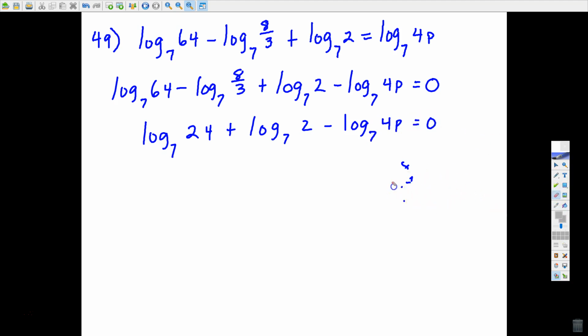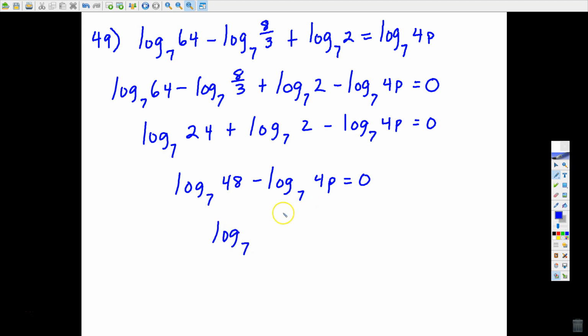Alright, now the next two, going left to right. Remember, just go left to right. Take them 2 at a time. This is going to be the product property, which says 2 separate logs being added can be joined together using multiplication. Alright, and then finally, I've got the quotient property again. 2 different logs being subtracted can be put together using division.